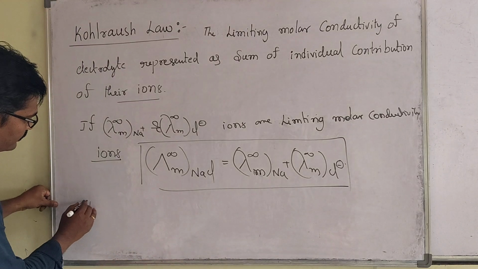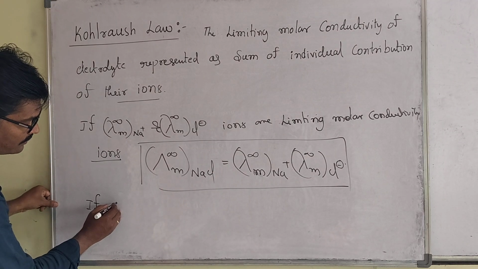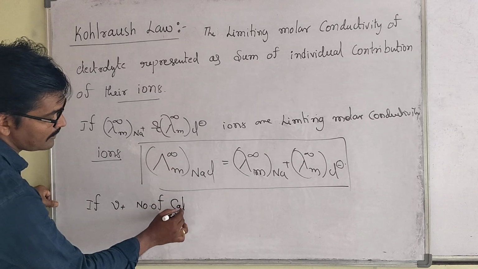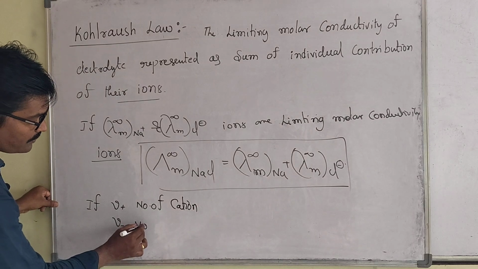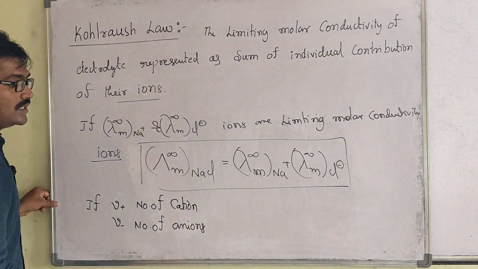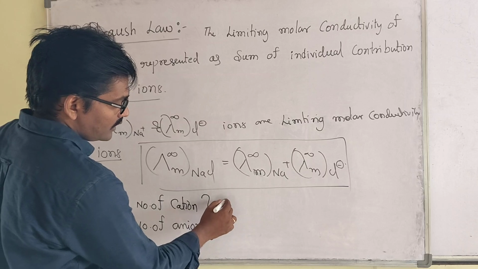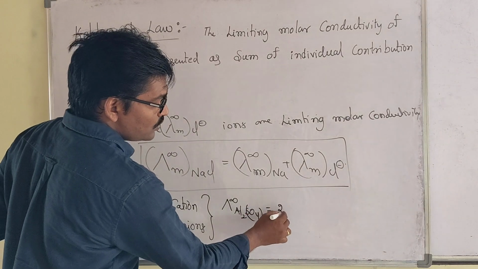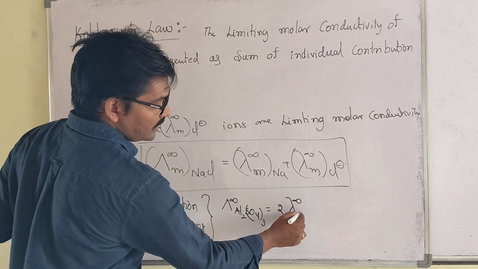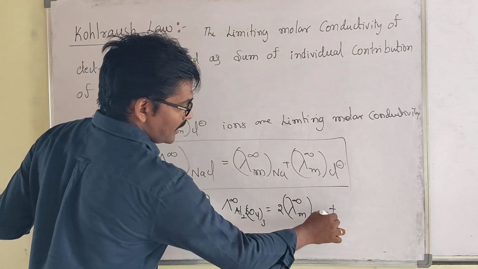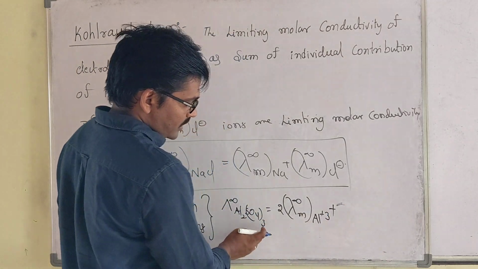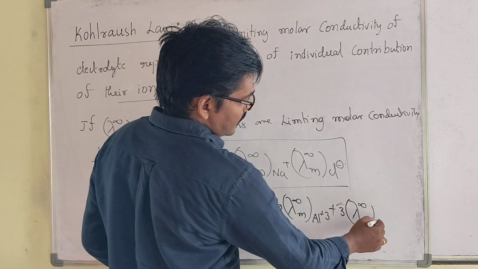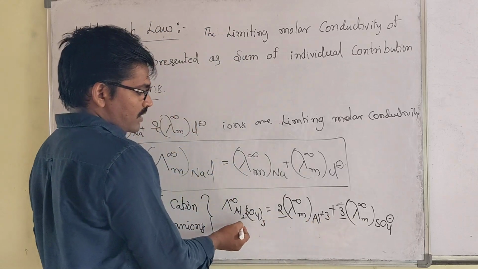For example, if V plus number of cations and V minus number of anions are present, then take the limiting molar conductivity of Al2(SO4)3. Two moles of aluminum are there, so 2 times the limiting molar ionic conductivity of Al plus 3, plus the sulfates, of which 3 are there, 3 times the limiting molar ionic conductivity of SO4 minus 2. So 2 and 3 represent the number of ions.